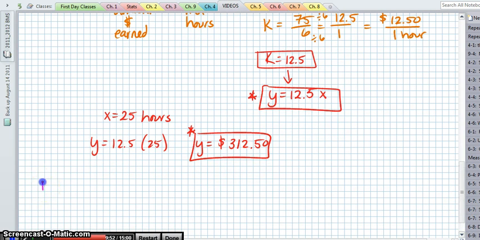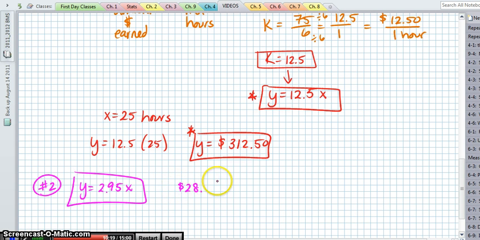Okay, so I'm assuming you're ready for number 2. The general equation is y equals 2.95x. And again, that represents $2.95 per gallon. Remember, you always want to put money in the numerator. You want to know how much money it is for 1 gallon of gas, not what part of a gallon or how many gallons it is for a dollar. So that's the general equation, and then when you solve for 9.5 gallons, you get $28.03.